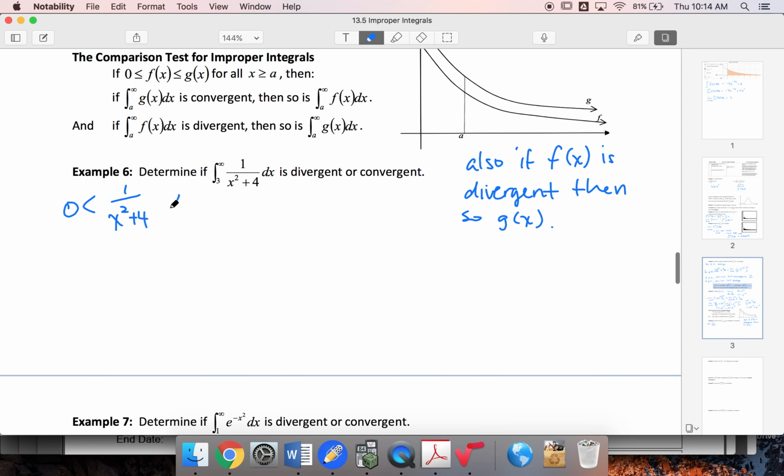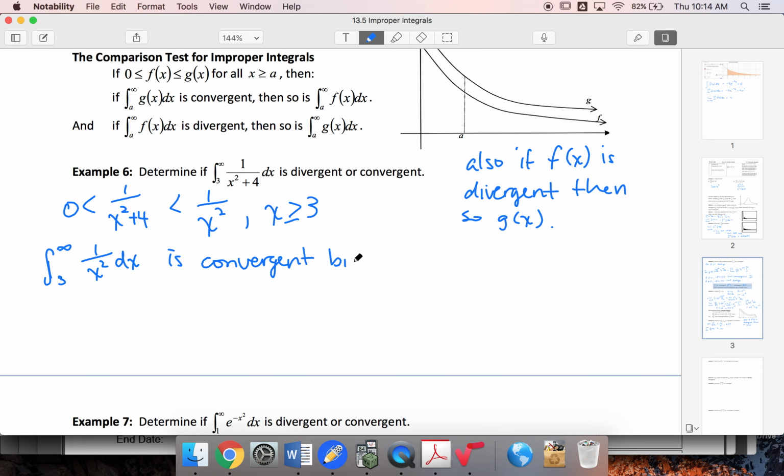and this is also smaller than 1 over x squared. And this is for sure smaller for x greater than 3. And that's what I care about. And based on this, I know that the integral from 3 to infinity 1 over x squared dx is convergent by the p-test. Therefore, integral from 3 to infinity of 1 over x squared plus 4 dx converges by comparison.